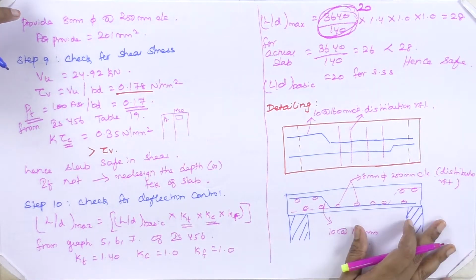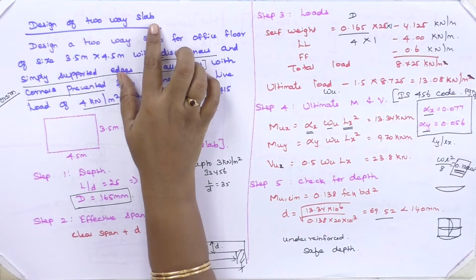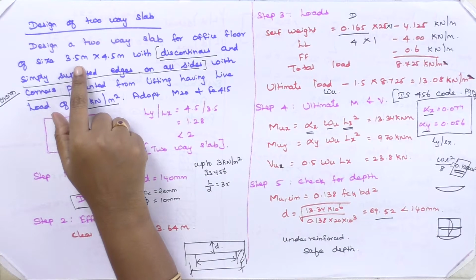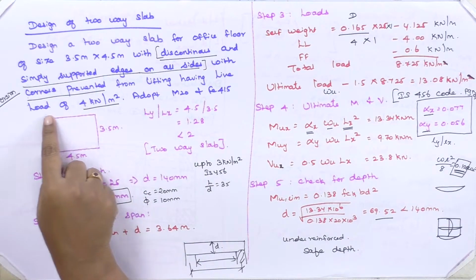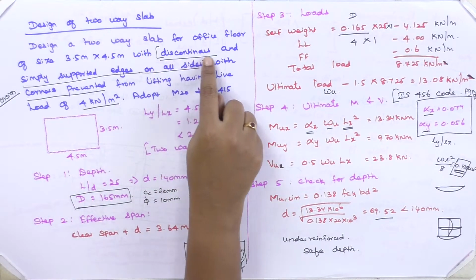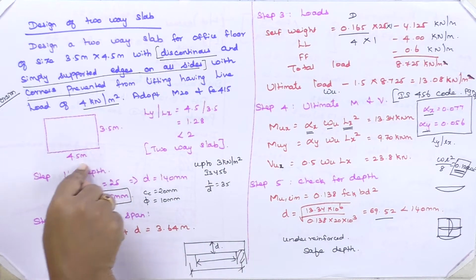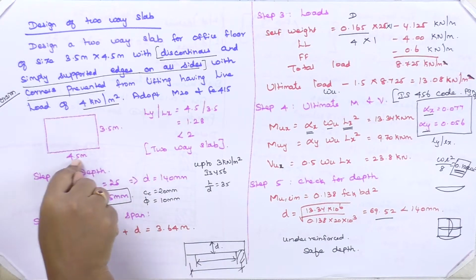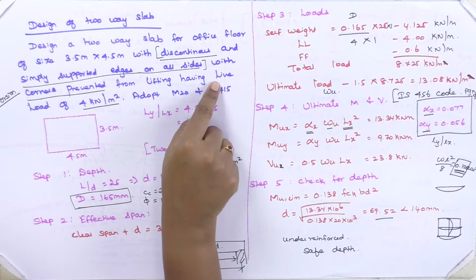Okay, now we'll see about the two-way slab. We'll now see the design of a two-way slab. Design a two-way slab for an office floor of size 3.5 meter by 4.5 meter. The floor size is given as 4.5 meter and 3.5 meter with discontinuous and simply supported edges on all sides. All sides are discontinuous, that is, only one floor slab will be there with all discontinuous edges, with corners prevented from lifting.